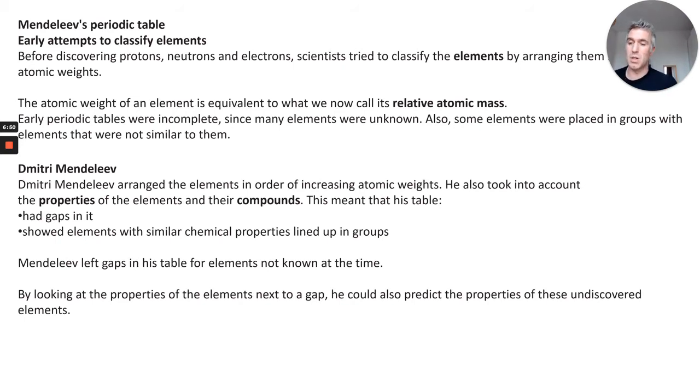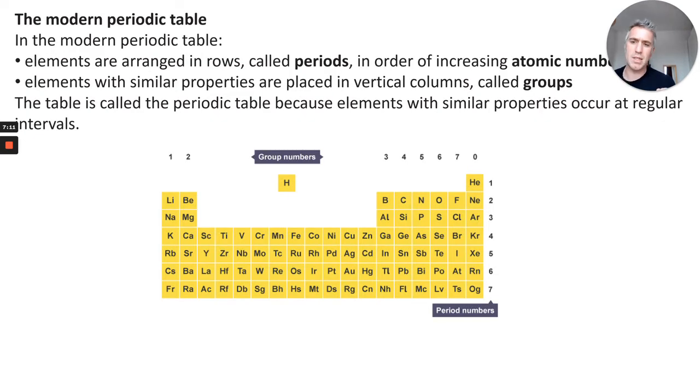Not only did he leave gaps for them, he was able to predict what that missing element was like based upon the other elements around it. So he actually did that for a couple of elements. He also lined them up with particular properties in groups. So, for example, this is what it's looked like now. This is the modern periodic table.